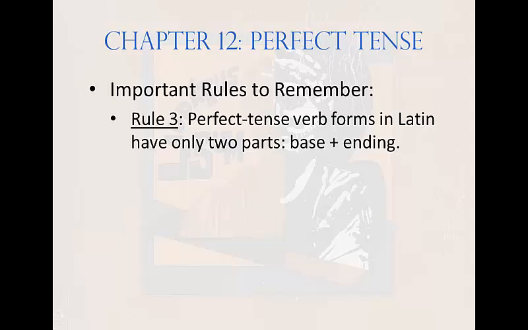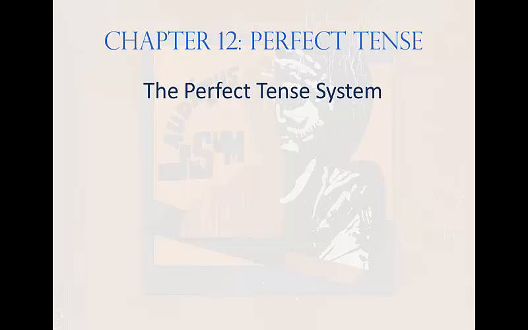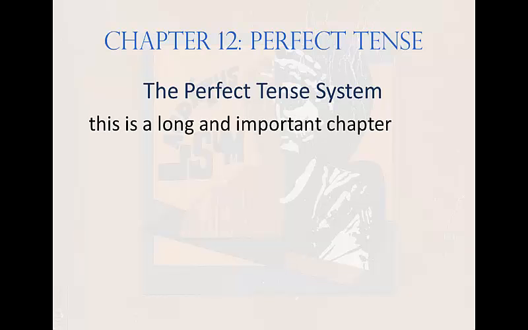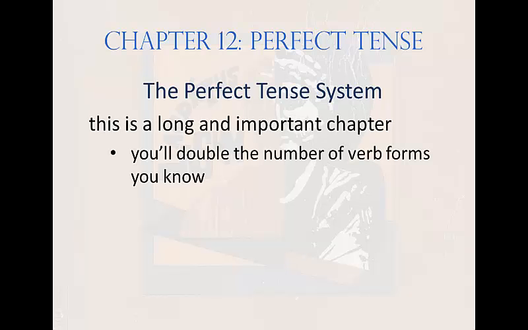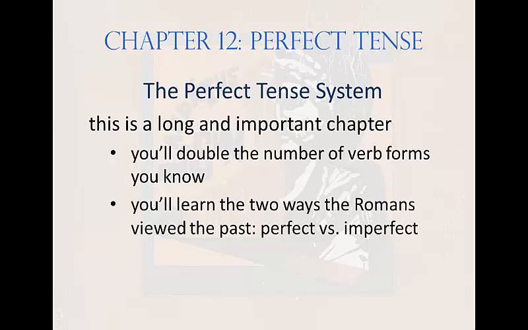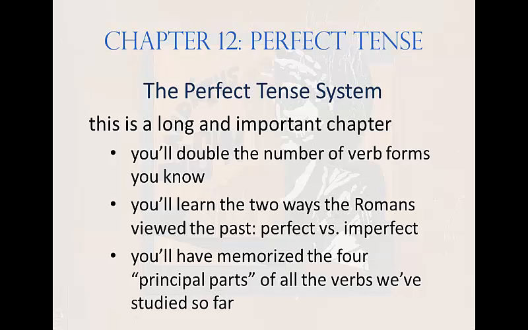Rule 3. Perfect tense verb forms in Latin have only two parts: a base and an ending. The perfect tense system. This is another long and important chapter. By the time you're done learning the material included in this chapter, you'll double the number of verb forms you know. You'll learn the two ways the Romans viewed the past, the perfect versus the imperfect, and you'll have memorized the four principal parts of all the verbs we've studied so far.